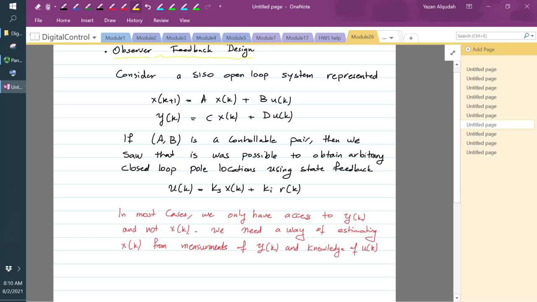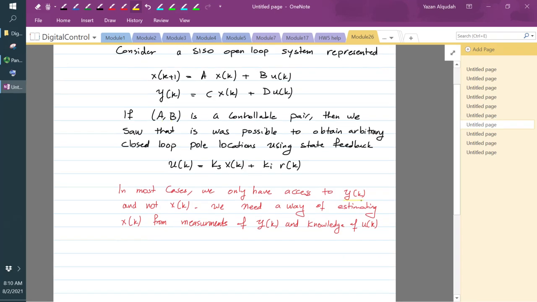Again, as we said, in most cases we only have access to the output of the system and not the states of the system. And therefore, we need a way to estimate x of k from the measurements of the output and the knowledge of u of k. Y of k, we always have access to the output of the system. I should always be able to measure the output of the system. U of k is the input, so we have access to it.